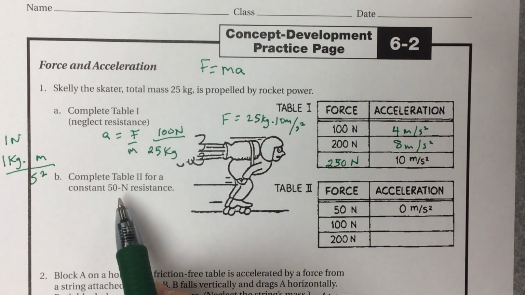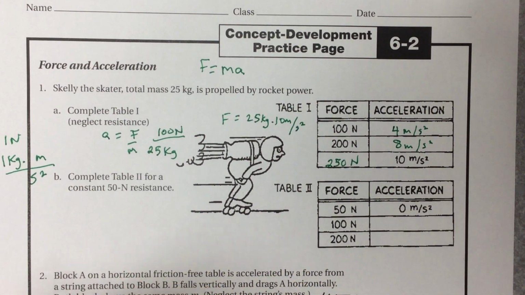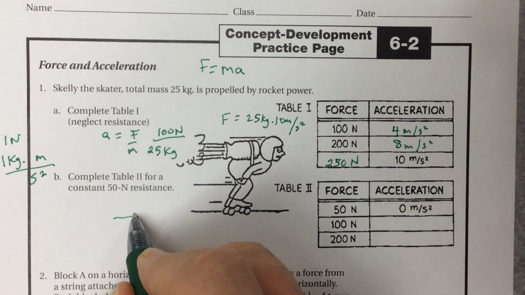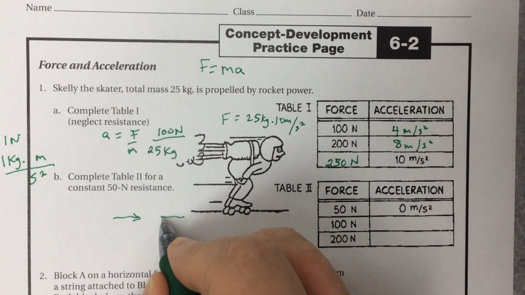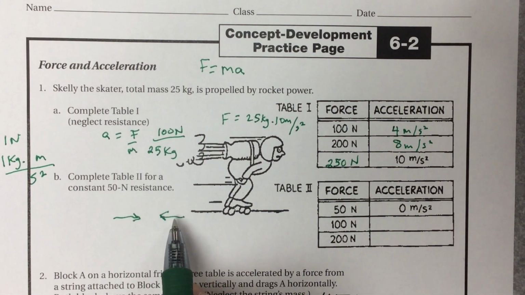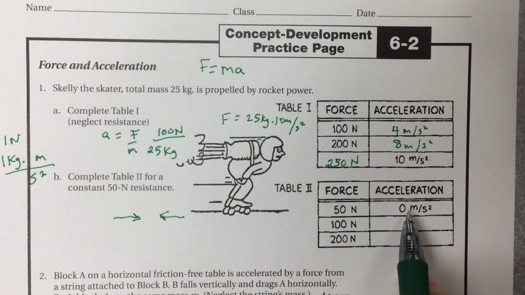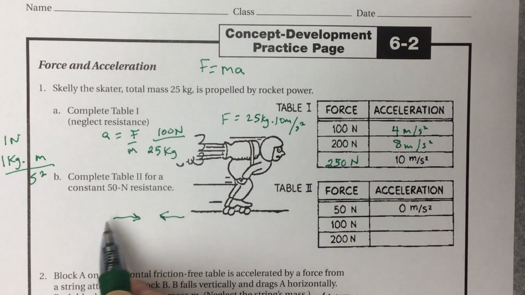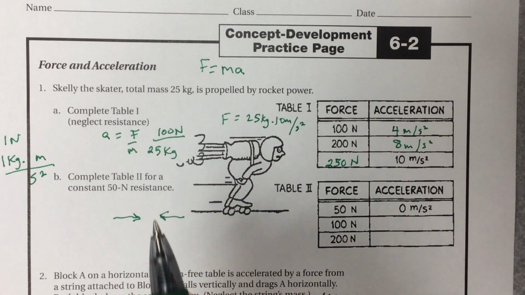So how about this? It has a constant 50 newtons of resistance. All right, so the force is acting toward Shelley, of 50 newtons, and she has resistance, which is acting backwards. So 50 is going to cancel out 50. If I have 50 acting forward and 50 acting backwards, she's going to have 0 because they're going to cancel out. If I have 100 acting forwards and 50 acting backwards, it's the same as having 50 newtons of force.